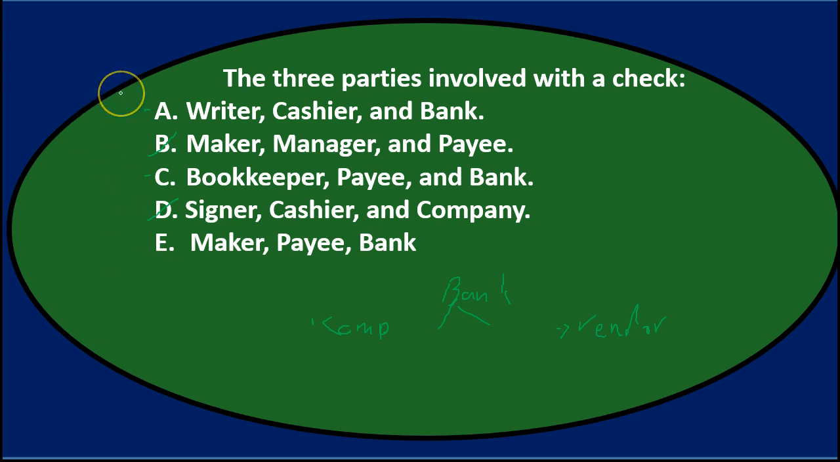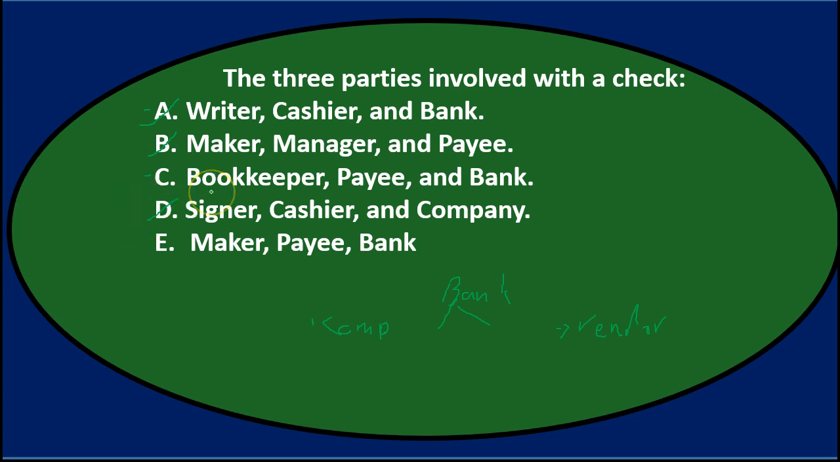Once again, the question, the three parties involved with a check are going to be A, writer, cashier, and the bank, or bookkeeper, payee, and the bank, or maker, payee, and the bank. Now, A seems a bit kind of repetitive with the writer and the cashier, so I don't think we have a payee there. Is kind of the problem. C, bookkeeper, payee, and the bank, and E are going to be similar in the process.